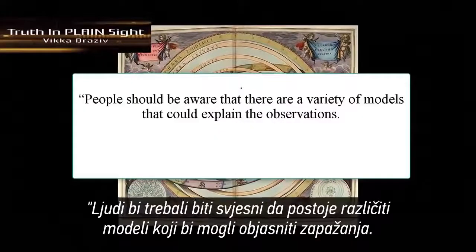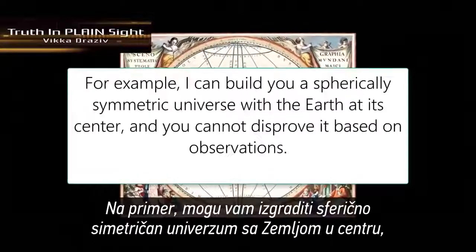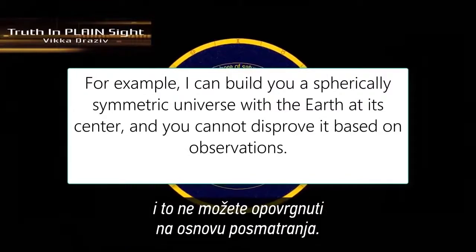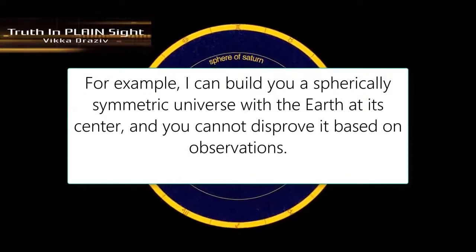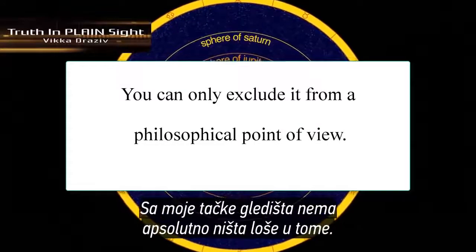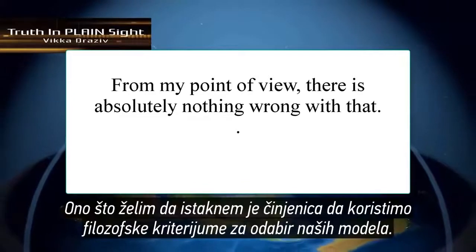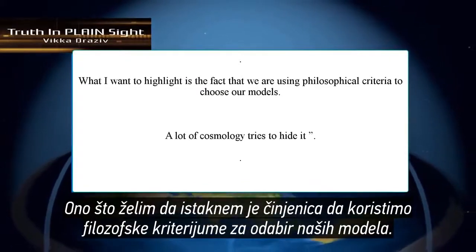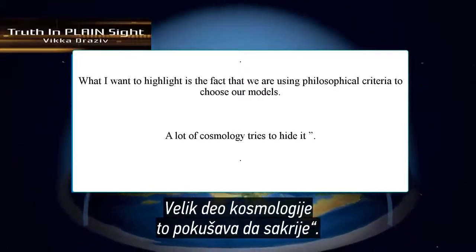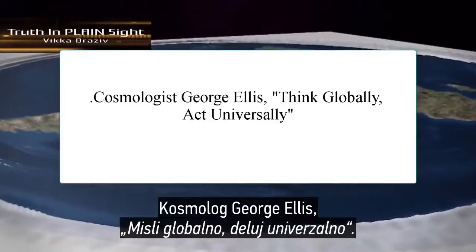People should be aware that there are a variety of models that could explain the observations. For example, I can build you a spherically symmetric universe with the Earth at its center, and you cannot disprove it based on observations. You can only exclude it from a philosophical point of view. From my point of view, there is absolutely nothing wrong with that. What I want to highlight is the fact that we are using philosophical criteria to choose our models. A lot of cosmology tries to hide it. Cosmologist George Ellis, think globally, act universally.